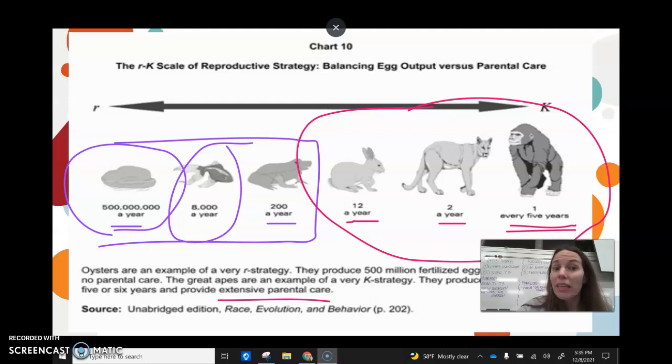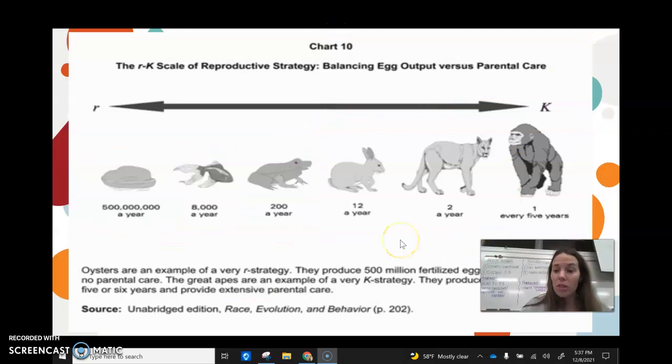So that means really taking care of that offspring, ensuring it survives to adulthood, versus maybe the mountain lion. Definitely not going to be able to give as much, but still a good amount of parental care. Maybe it starts reproducing a little bit earlier and matures a little quicker. But the rabbit, I mean, it's on the K-selected side, but 12 offspring a year. It's definitely going to take care of its babies a little bit, but not as much as the primate. But still on the K-selected side.